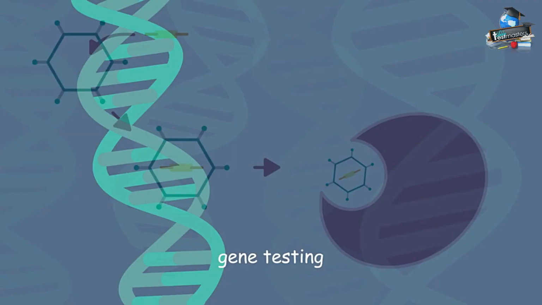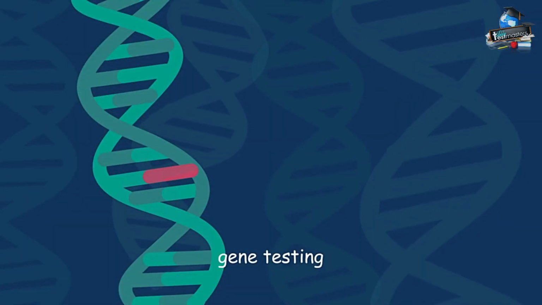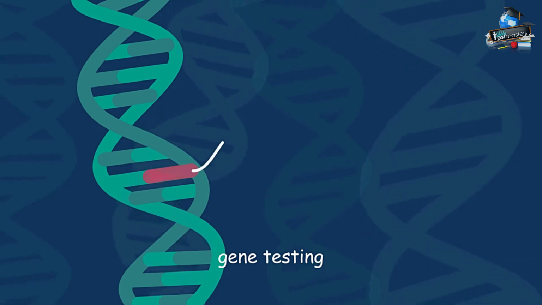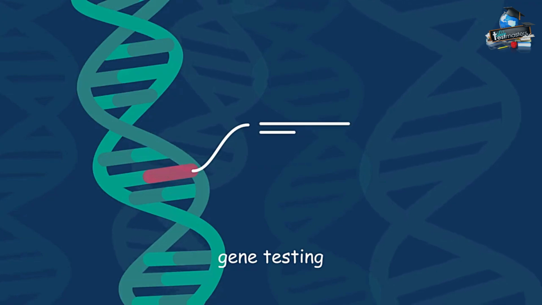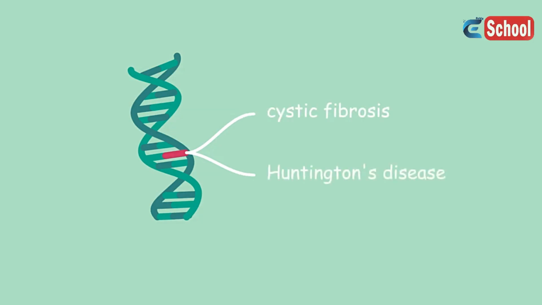Genetic testing is a form of gene technology that is done if a genetic disorder is suspected. If you have symptoms of a genetic disease, genetic testing can confirm if you have the suspected disorder. For example, genetic testing may be used to confirm a diagnosis of cystic fibrosis or Huntington's disease.